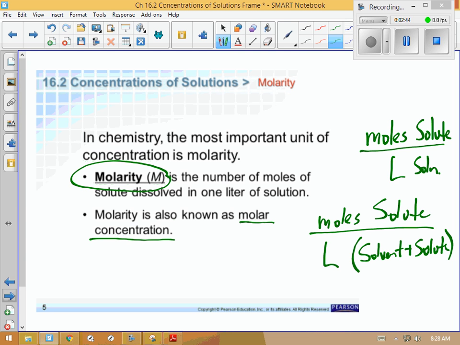I think there's probably a simple mnemonic. Mole, liters, molaritors. I don't know, but you guys can remember that. I'll give you a cheat sheet later.